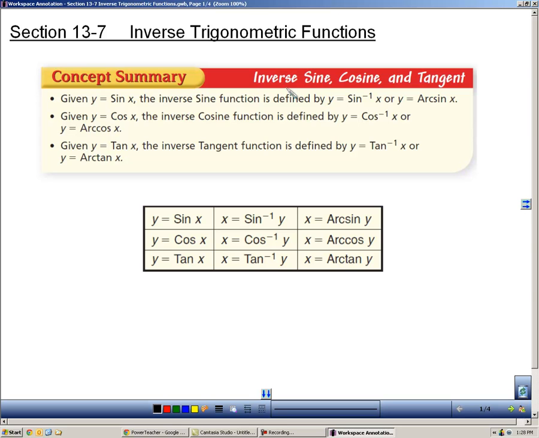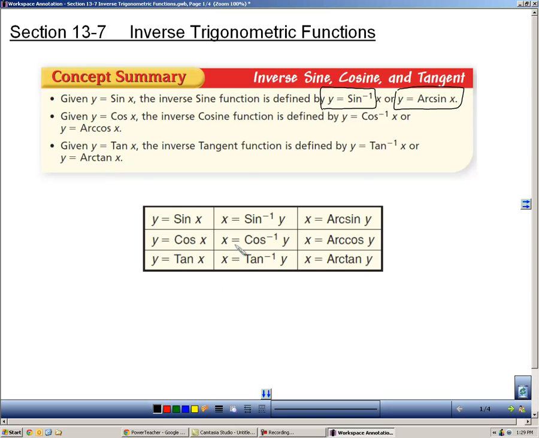This concept summary shows us that there is such a thing as an inverse sine, an inverse cosine, an inverse tangent. Now the way you write the inverse is by putting the -1 exponent on the sine, and we say that that's inverse sine. It also has another name. It's called the arc sine. You can use those terms interchangeably. There's also an arc cosine and an arc tangent that go along with cosine and tangent.